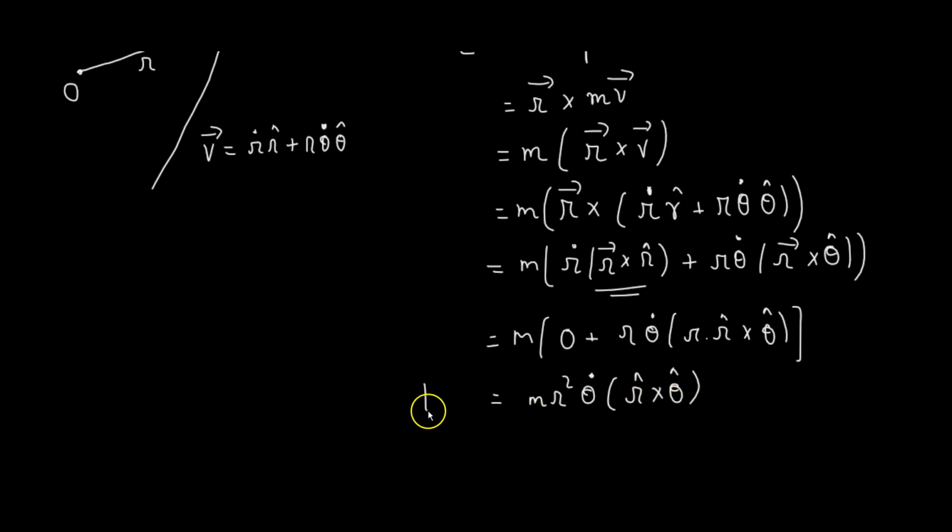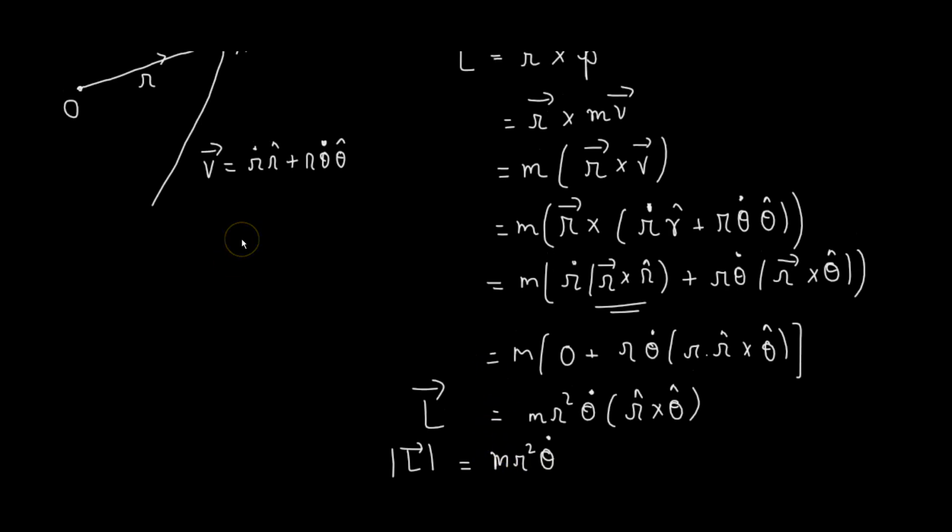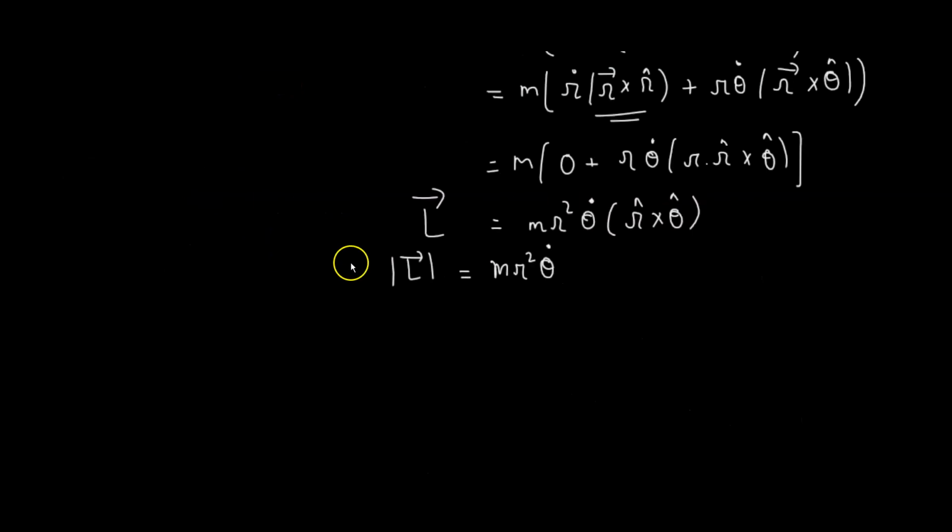So this is the expression for the angular momentum L vector, and its magnitude will be m r square theta dot. This is the expression for the angular momentum of the particle moving along this particular path. Why we have derived the form for angular momentum will become evident right away.